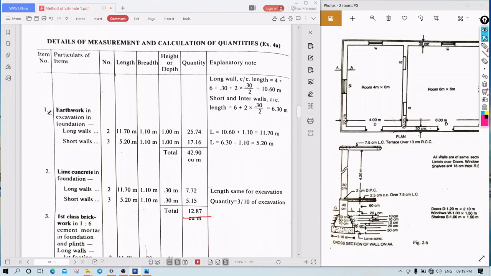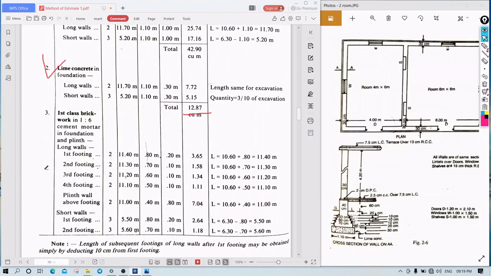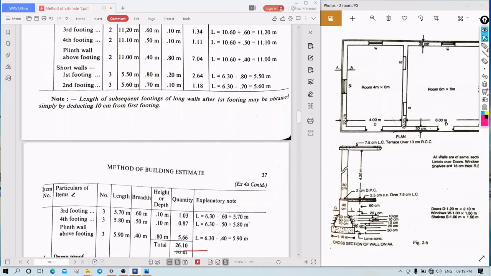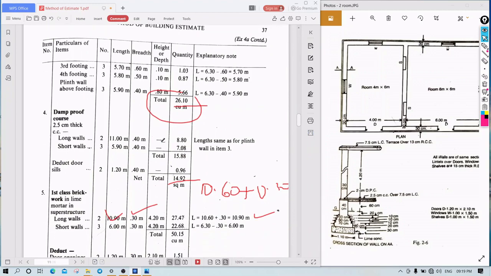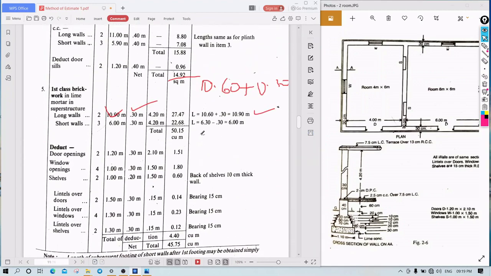So at last you have to do the abstract of estimated quantities. You have to write all the 5 items again, and tabulate the quantities again. How much are the totals? The net quantities you need to write in your notes. After copying all this, you have to make another tabular column.